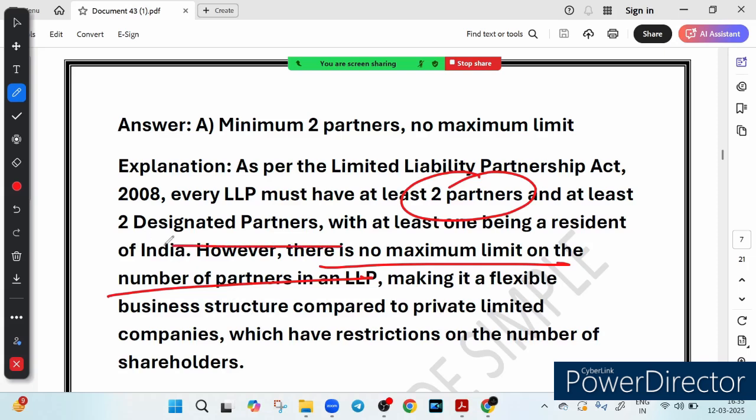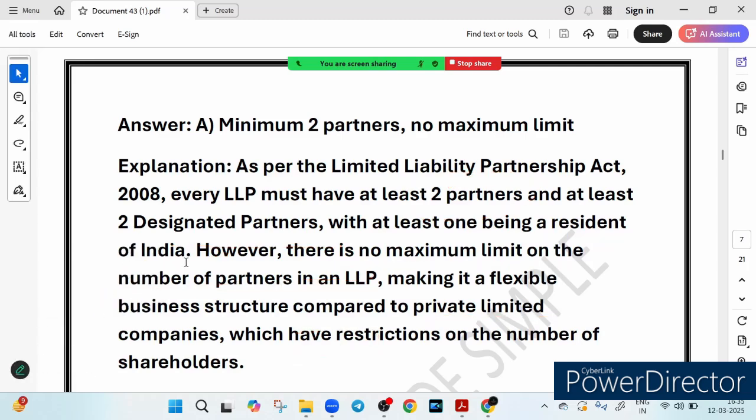DP, we call it DP. Right. And one must be a resident of India. This is another condition. You must note it down. And LLPs are different from private limited companies, which have a maximum limit of 200 shareholders. That's it. So we can see we have learned 4 concepts from this particular question.